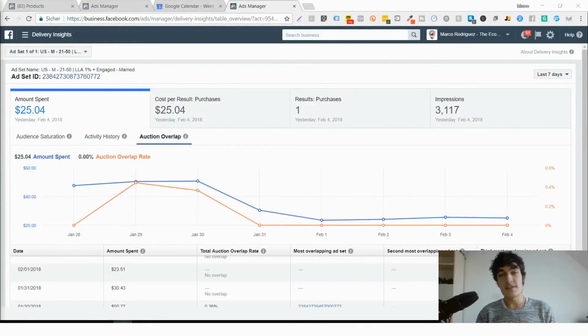The second mistake is actually somewhat related to the first one. It's making a lot of smaller ad sets, hoping that you will find a winner, and then scaling this one instead of going with a little bigger ad sets that have a little more room to optimize.